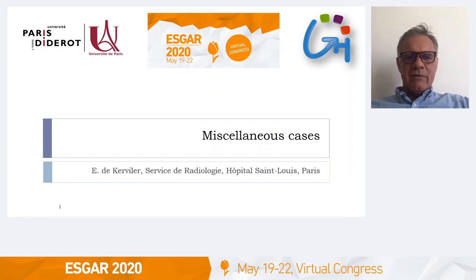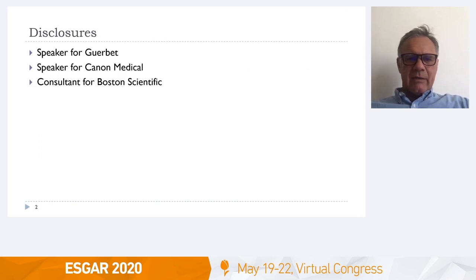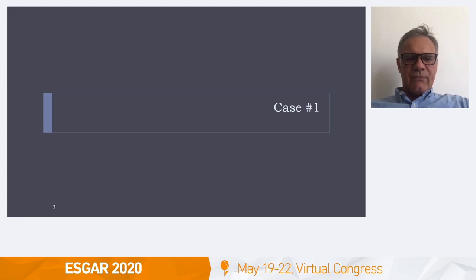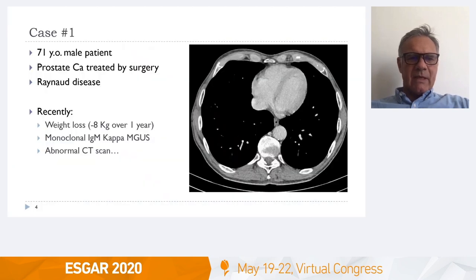Okay, so let's move now to the last series of cases entitled miscellaneous disorders. And here are my disclosures. So the first case, it's a 71-year-old male patient. He has a history of prostate cancer treated by surgery. He also has a renal disease. And the recent problems are as follows.